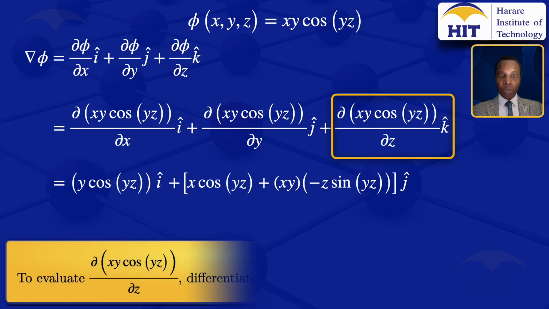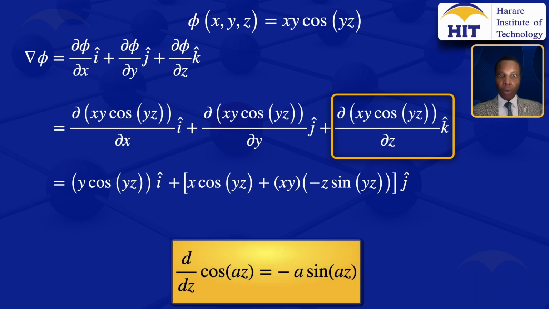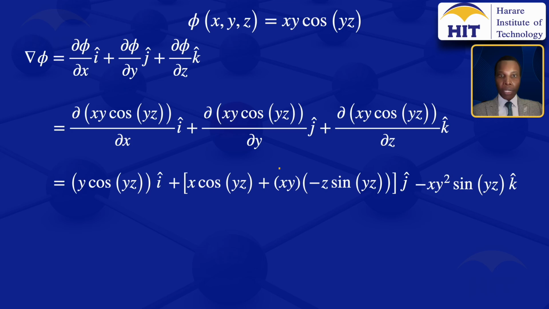To evaluate this, we'll be differentiating xy cosine yz with respect to z, taking x and y as constants. And just note the derivative of cosine az gives us minus a sine az, where a is a constant. In this case, we are taking y as if it's a constant. So the y there will multiply this y, and we would have minus x y squared sine yz k. So that's our gradient there, but we can simplify this part here where you have x times y times minus z. It gives us minus xyz.